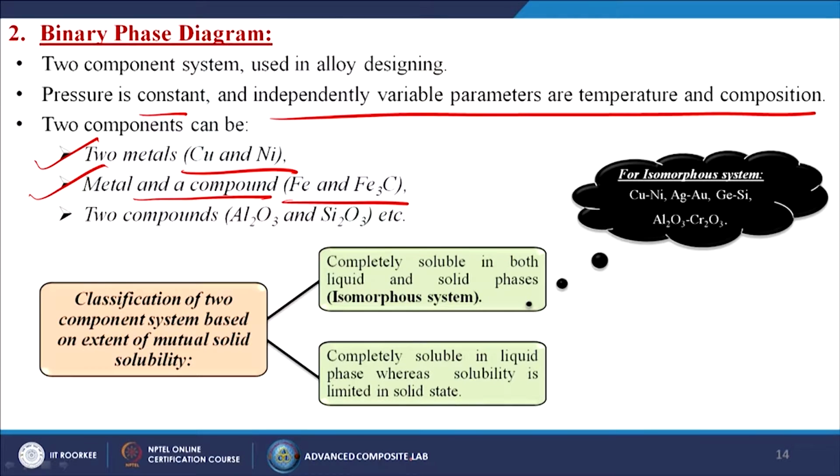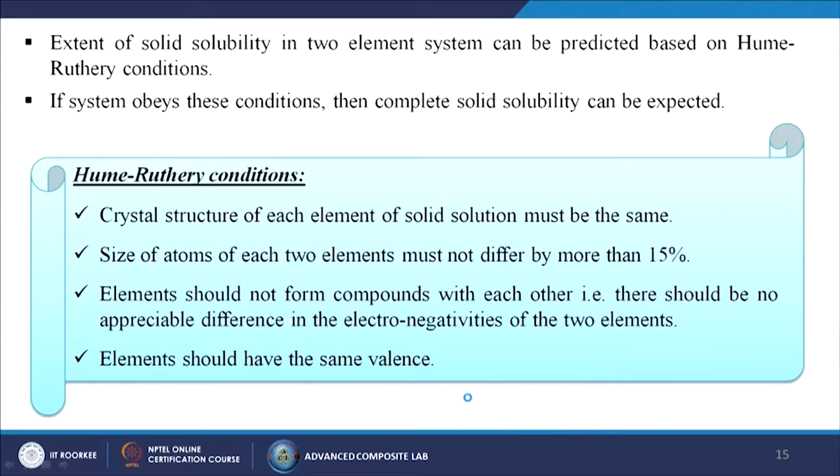One type is completely soluble in both the liquid and the solid phases; that is known as the isomorphous system. Examples of isomorphous systems include copper-nickel, silver-gold, germanium-silicon, and Al2O3-Cr2O3. Another type is completely soluble in the liquid phase, whereas the solubility is limited in the solid state.